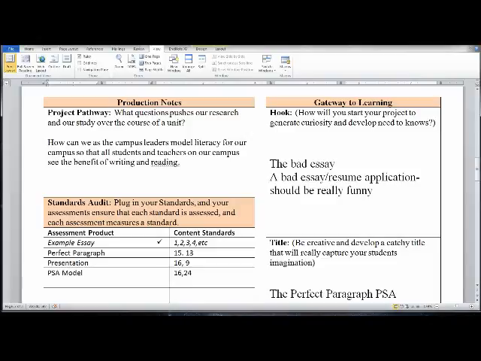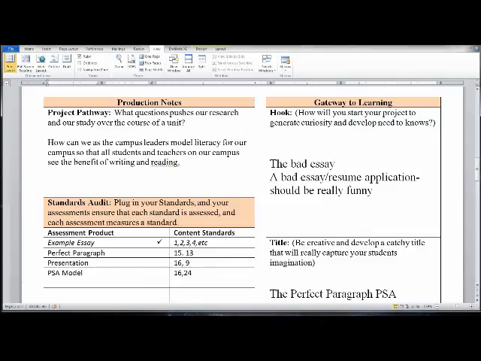Think of it as: how can we, as do, kind of model. So what are your students going to be, or what are they acting as during this time? And then what are they going to do? For me, again, reminding you, we're talking about perfect paragraphs. Our students are going to be creating this perfect paragraph public service announcement. And so for me, the project pathway, the essential question that pushes their research is, how can we as the campus leaders model literacy for our campus so that all students and teachers on our campus see the benefit of writing and reading?